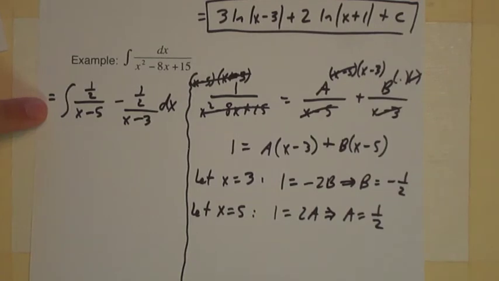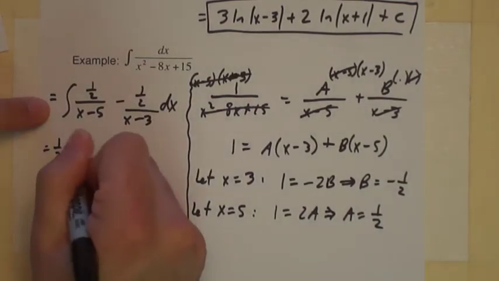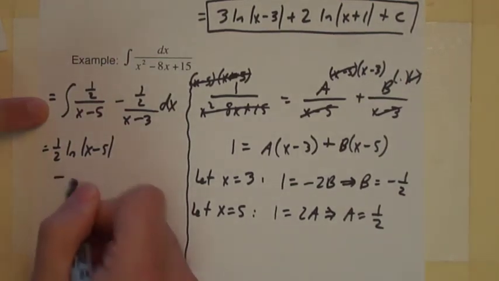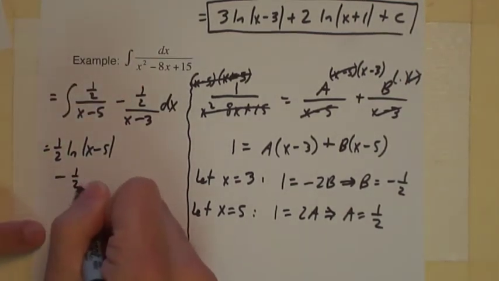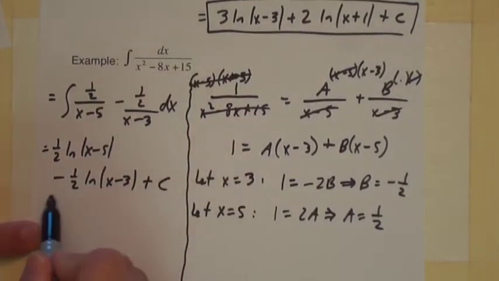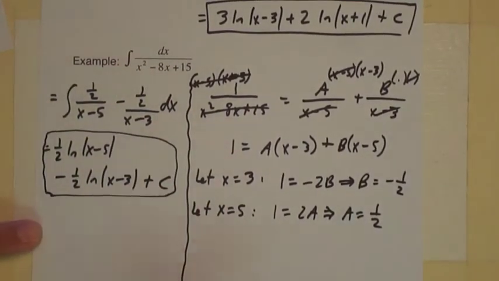Now we can easily do this integral. That's 1/2 natural log of x minus 5. This one is minus 1/2 natural log of x minus 3. And then we throw on a plus c, circle it, and we are done.